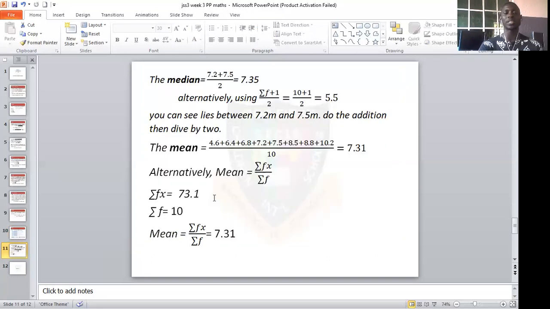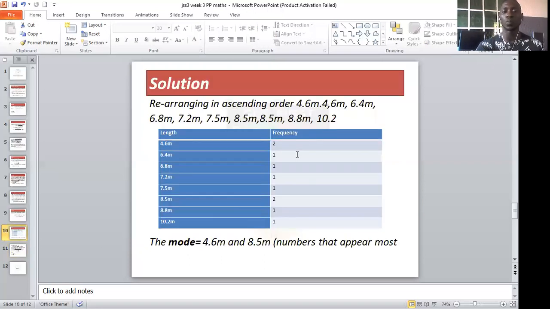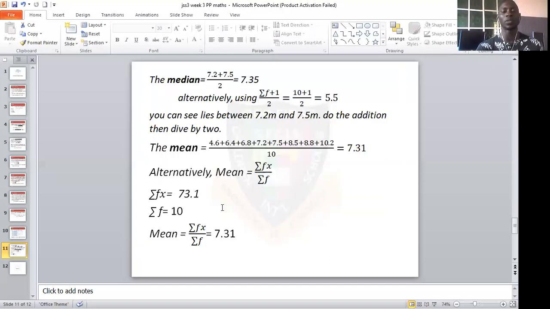And the summation of frequency is 10. Cross-check again: 2 plus 1, 3, 3 plus 1, 4, 4 plus 1, 5, 5 plus 1, 6, 6 plus 2, 8, 8 plus 1, 9, and 9 plus 1, 10. So we divide them together. We have summation fx divided by summation f. 73.1 divided by 10 will give 7.31.